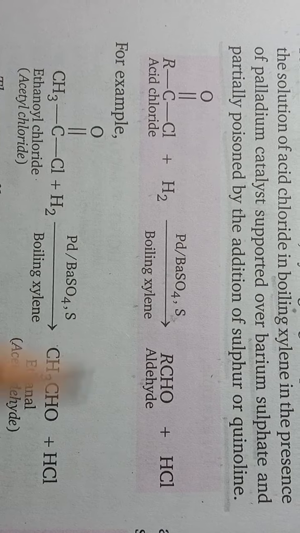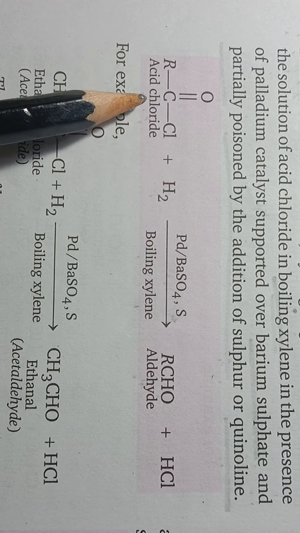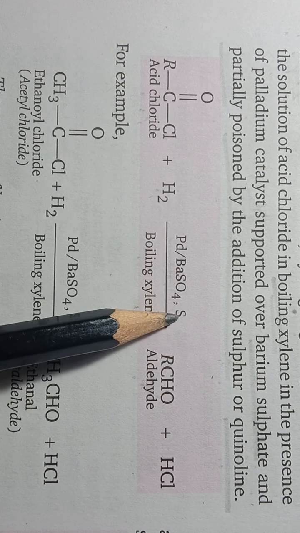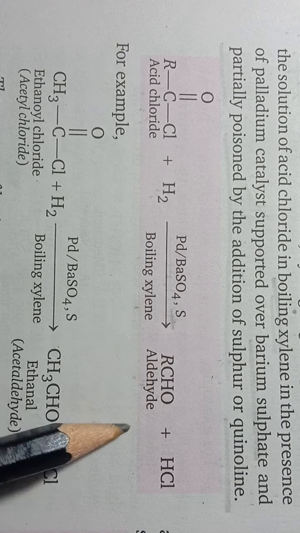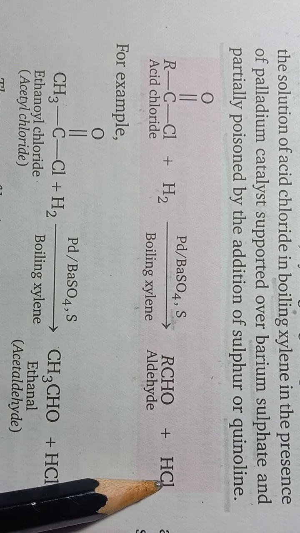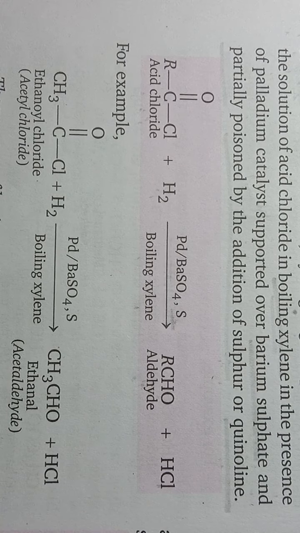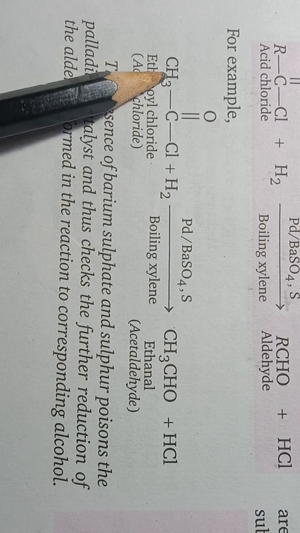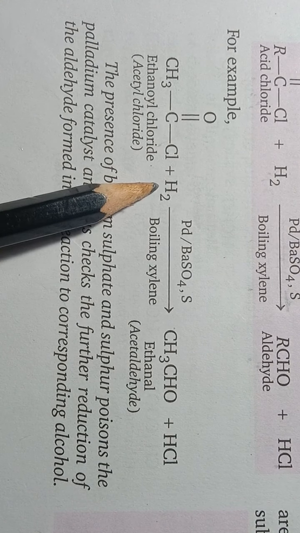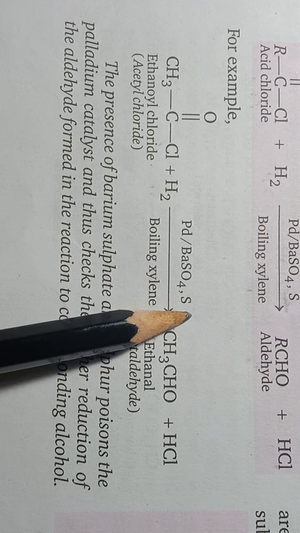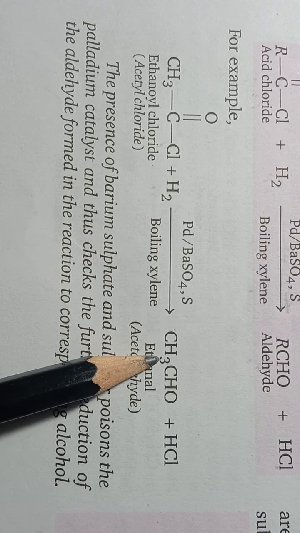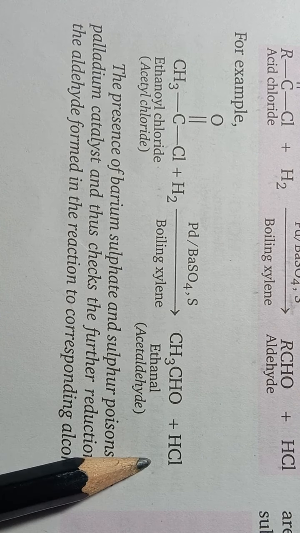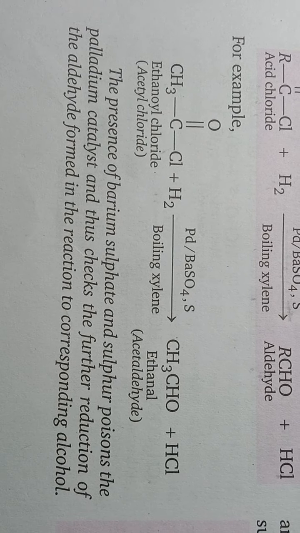As you can see from this reaction, when we take any acid chloride with hydrogen in the presence of catalyst and catalyst poison, you will get aldehyde plus HCl. Students, this is an example of the reaction. This is ethanoyl chloride, which when reduced with hydrogen in the presence of catalyst and poison gives ethanal plus HCl. So this was the preparation of aldehyde with the help of acid halide.